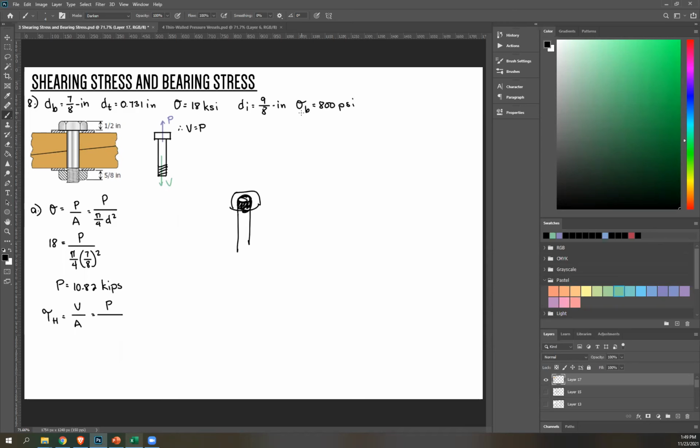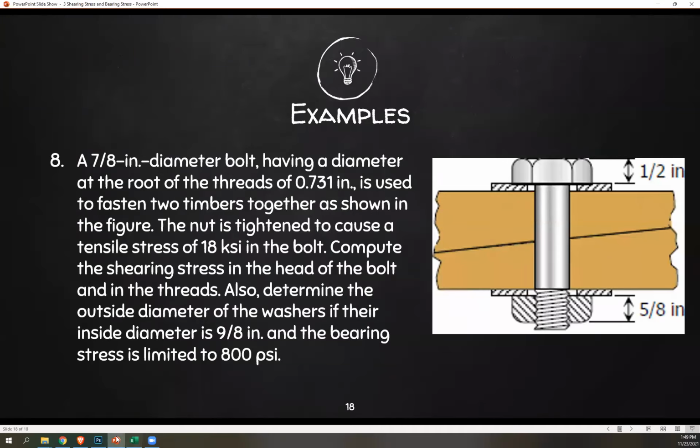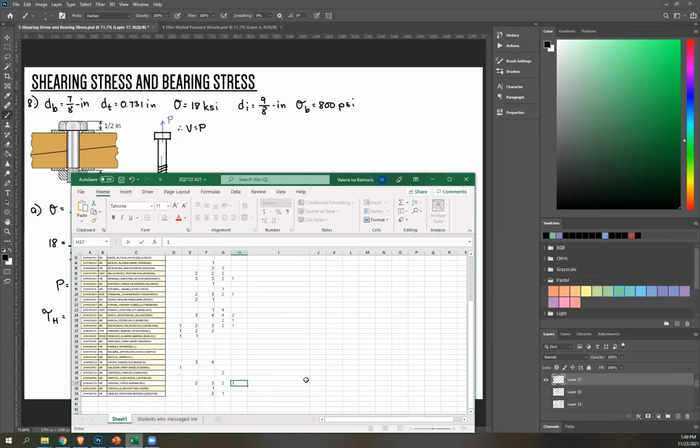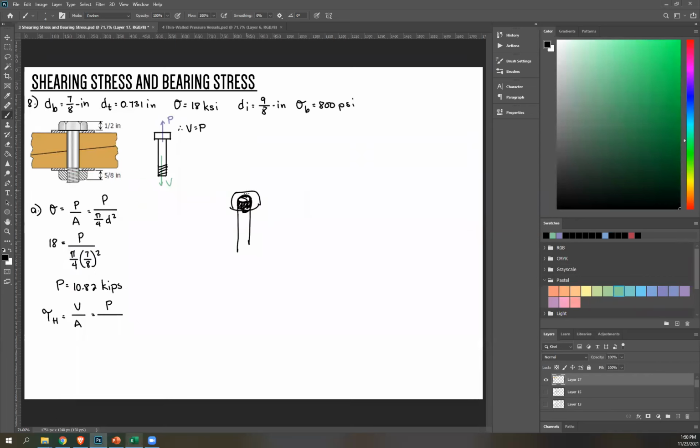Again, what's the equation for shear area if that is what's happening? Correct, Jan. We go pi dh or pi dt. Why? Because that's simply the circumference, or perimeter, of your bolt times its thickness, right? So pi dt.